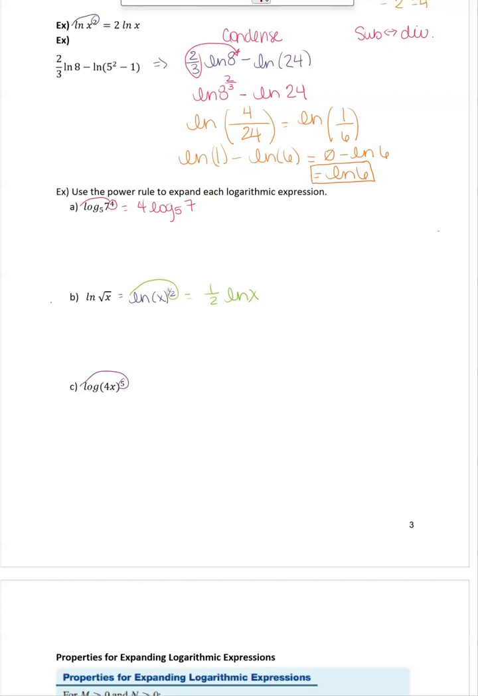And then just lasso this and bring it to the front, and that's going to be 5 log 4x. And I don't care about you breaking that one out, I just want you to bring the power to the front. That's all I really wanted you to do on those.